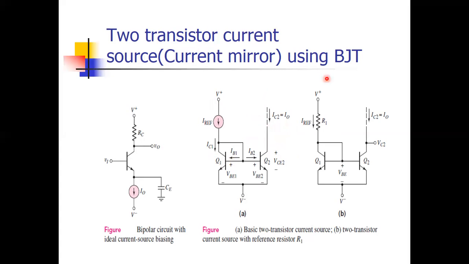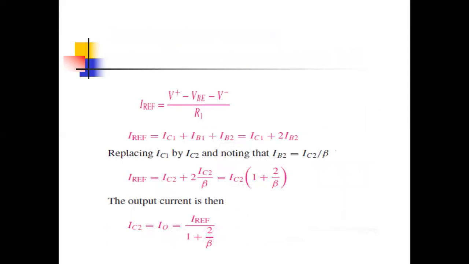And in the third part, there is a two transistor current source, but we have attached one resistance, reference resistance R1. Remember in this configuration, the collector of the transistor connects to the base of both transistors. This is the main point for the current mirror: the collector of one transistor should connect to the base of the two transistors.